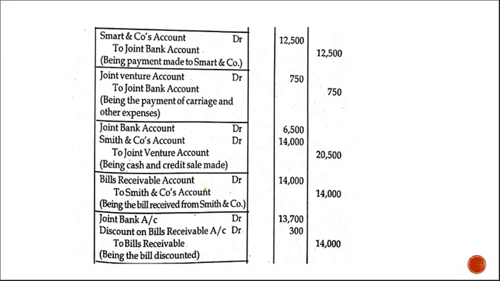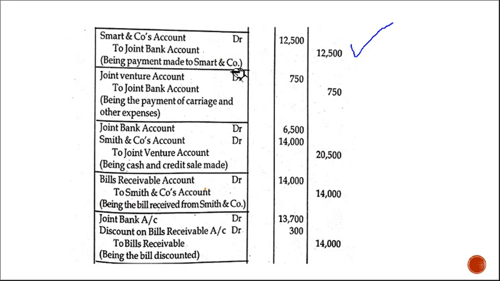Next thing, it is told that they settled their accounts with Smart and Company by check. Right? So Smart and Company, we are making the payment. How much worth of goods did we purchase from them? 12,500. So we are paying them. Smart and Company's account should be debited because they are receiving the benefit now. Smart and Company's account debtor to joint bank account. This means we are making the payment 12,500, being the payment made to Smart and Company.